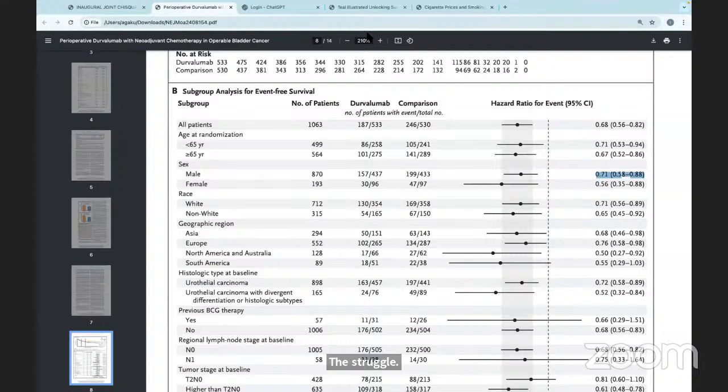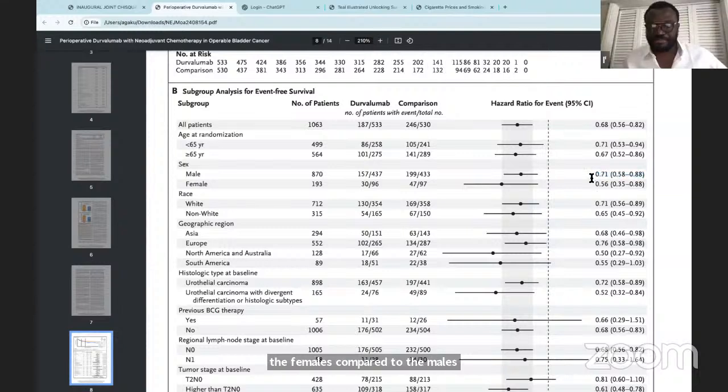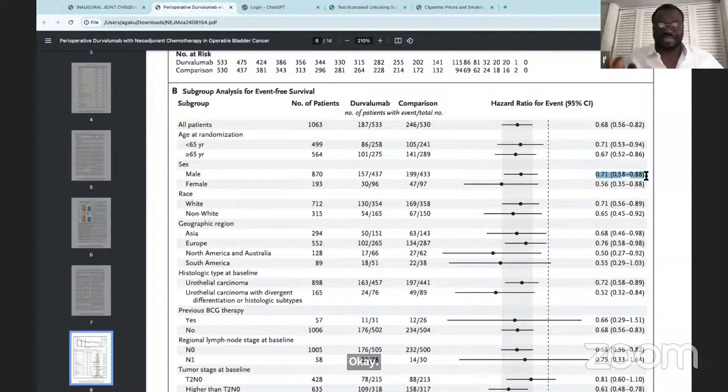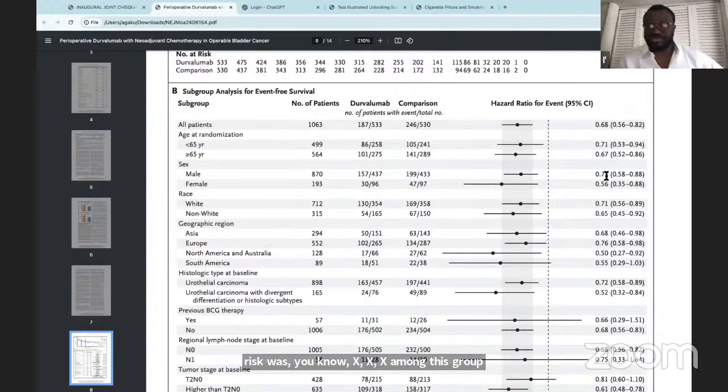Yes, from what I can see here, the hazard ratio is lower for the female compared to the male. And I think that suggests that survival is better among the females compared to the males. Okay, but I want you to interpret this result the standard way we interpret results, you know, the risk was so-and-so among this group compared to that group. That's how I want it to be interpreted. Who can interpret this result for us?